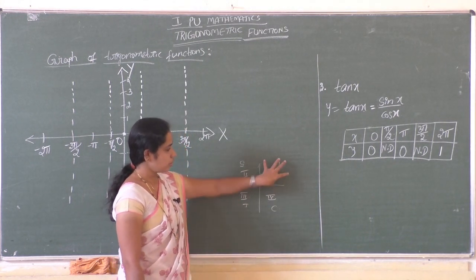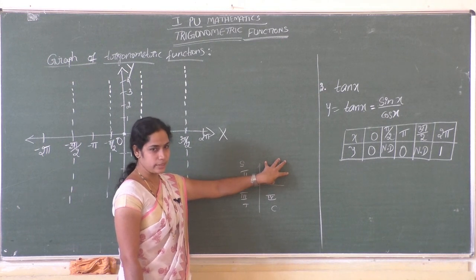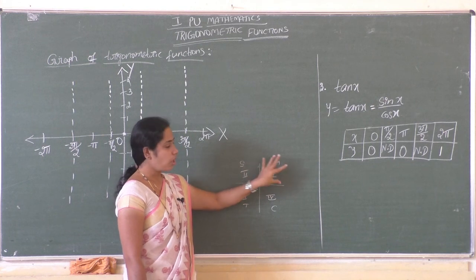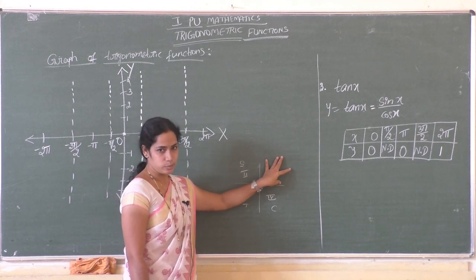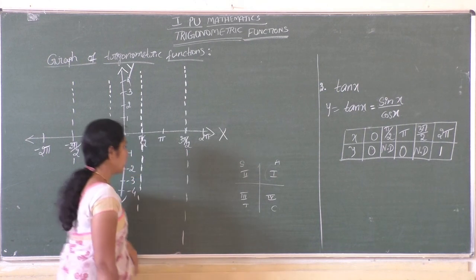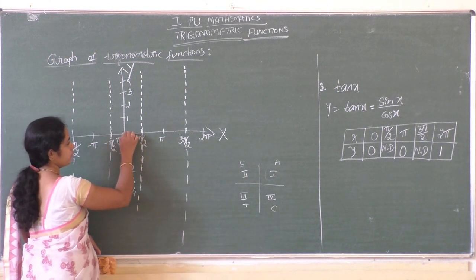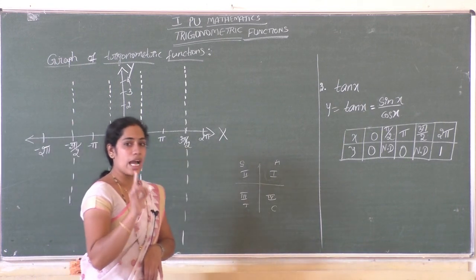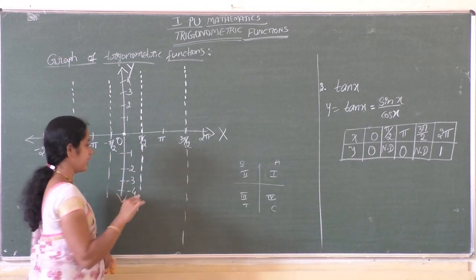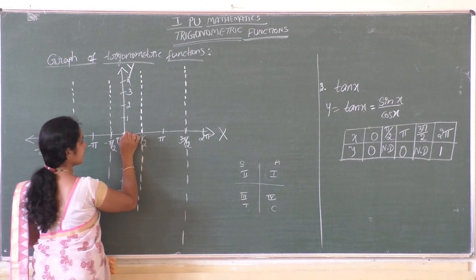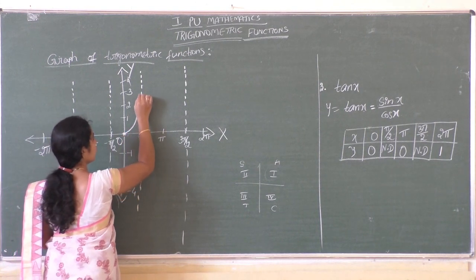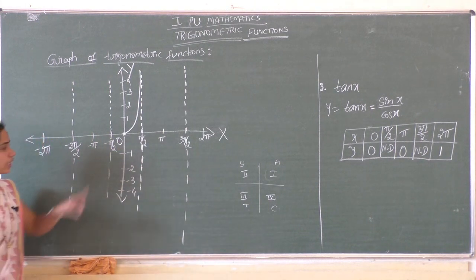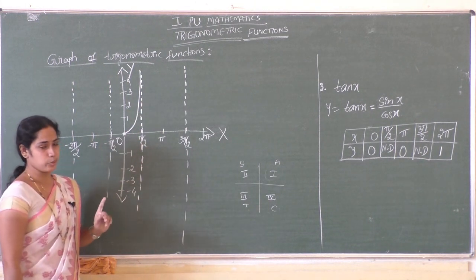Now we are in the first quadrant. In the first quadrant, 0 to pi by 2, all are positive. So the value here, not defined means it goes to the highest value, that means up to infinity. So the value increases up to infinity because in the first quadrant the value is positive.